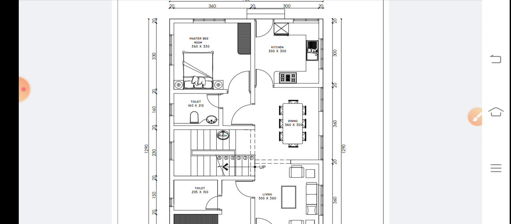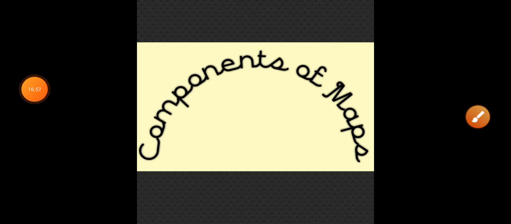Okay, so these are the important things you have to study in this chapter. So let us have a recap of today's class. We started today's class with the components of maps. Which are the three components of maps? Distance, symbols, and directions. We have discussed a lot about each of these, and we saw different types of maps based on scale. What is scale?